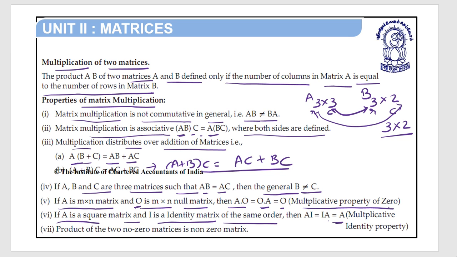Multiply any number with 1: 1 times 1 is 1, 2 into 1 is 2, 3 into 1 is 3. Multiply any number with 1, we get the same number. So A multiplied with I gives A. This is the multiplicative identity property. The product of two non-zero matrices need not be a non-zero matrix.